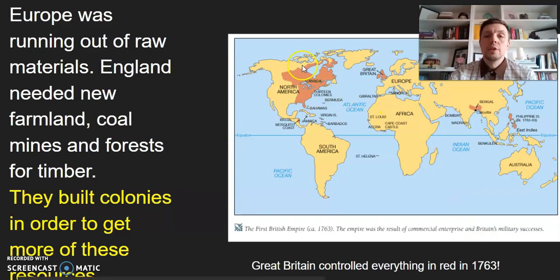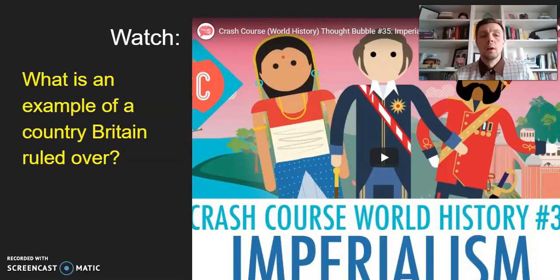So anything you see in red here, England was able to take over and control as of 1763. You can see much of North America, where we have Canada today, the 13 colonies before they became the United States of America, okay? Places in India and the Philippines.